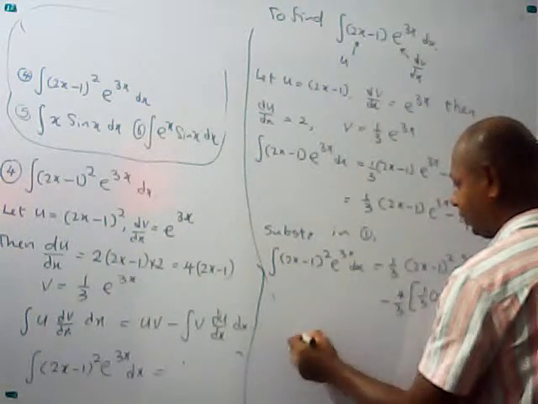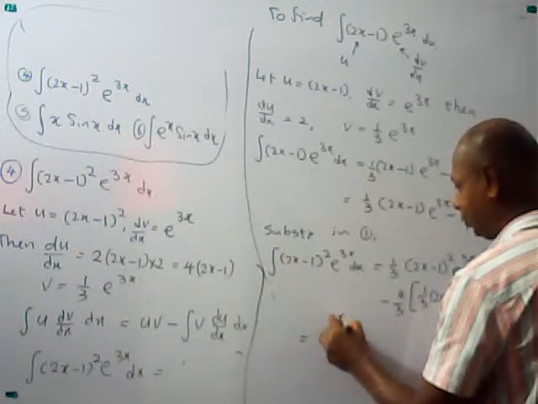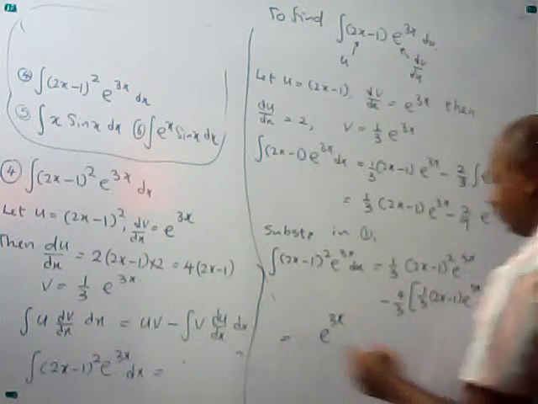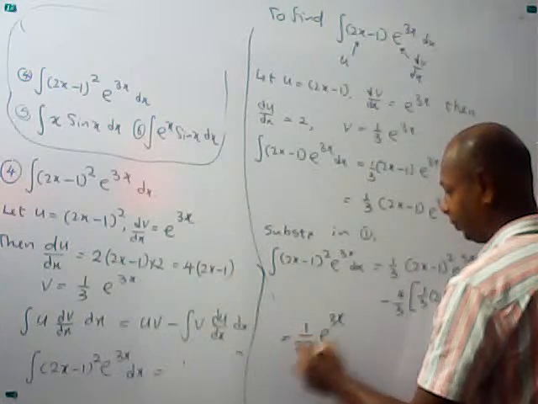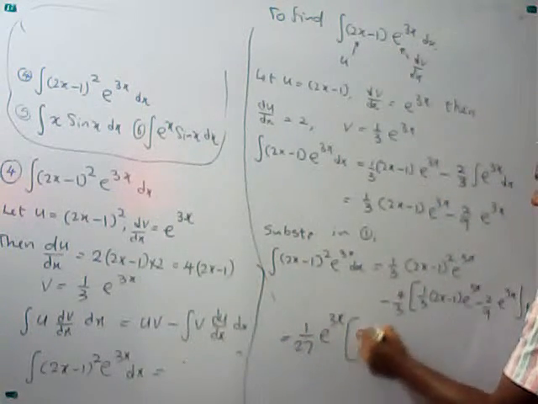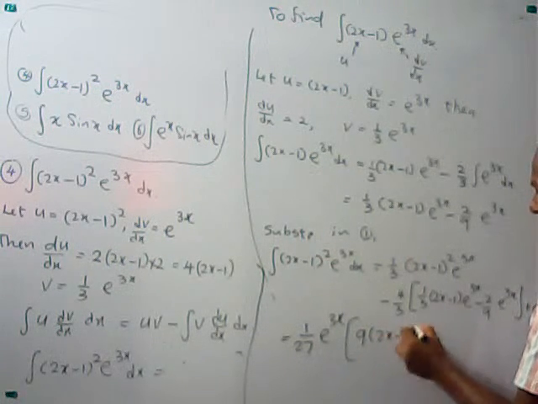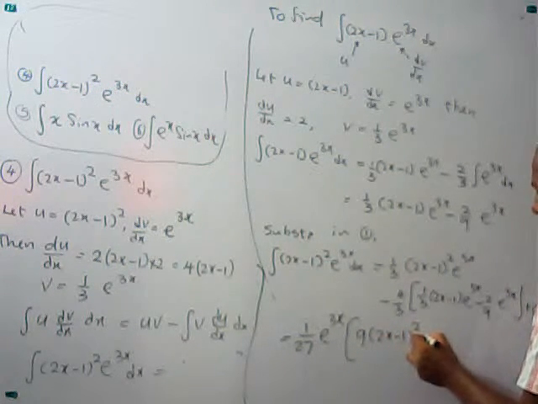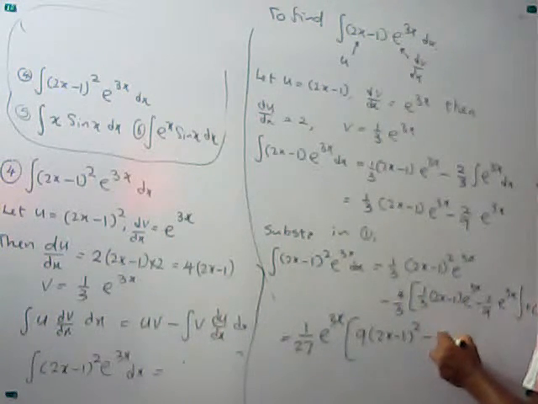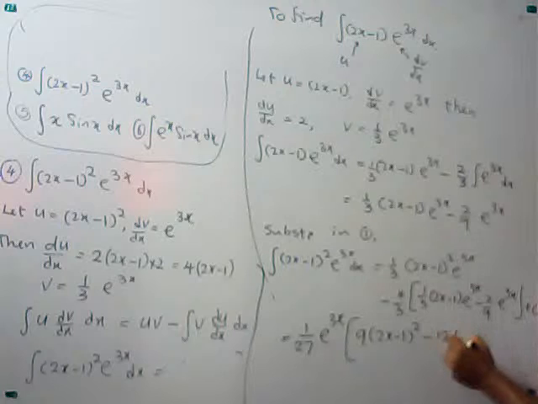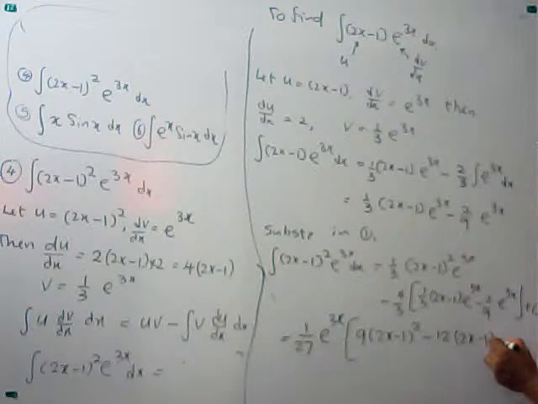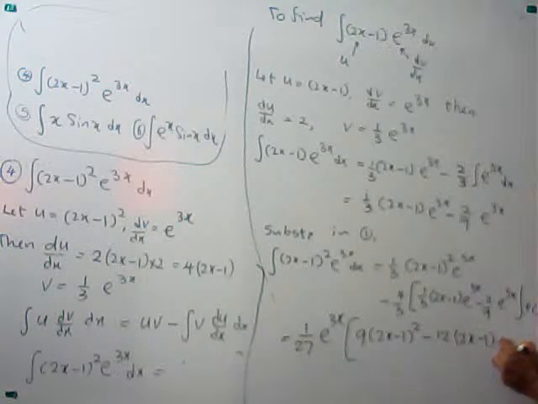So we can take finally e^3x over, can't we take 27 also? 1 over 27. They'll give 9 times (2x minus 1) squared minus 12, no, yes, 12 times (2x minus 1) plus 8.